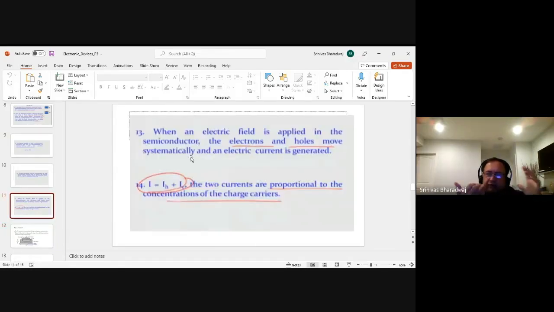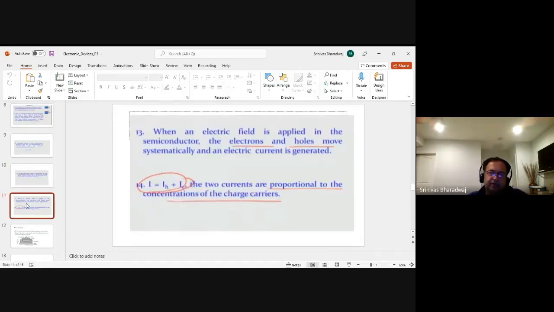But when you apply an electric field, the electrons and holes move systematically, and then there is a current generated, not all the time, under certain circumstances. Now there are actually two currents, and we will discuss these two currents after first understanding how this recombination process happens.